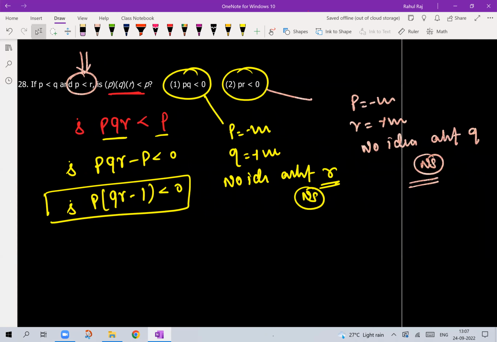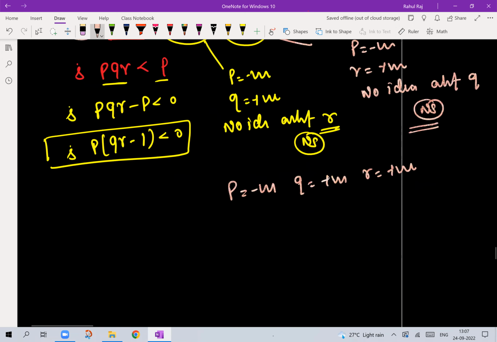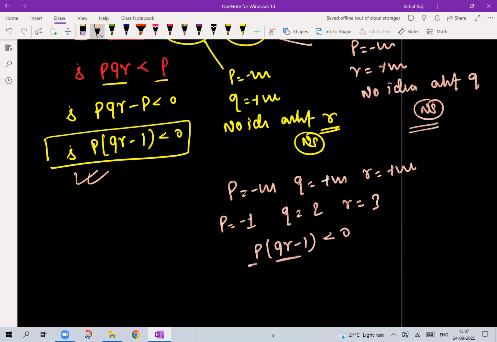Now, if I combine, what do you get? P is negative, Q is positive, and R is positive. Now I know the perfect sign of each and every variable after combination. My job is to prove whether P into QR minus 1 is less than 0. Imagine I take P is equal to -1, Q is equal to 2, R is equal to 3. For these values, I'll surely get P into QR minus 1 less than 0, because P is negative and QR minus 1 is positive: 3 into 2 is 6, 6 minus 1 is 5. So -1 into 5 is for sure less than 0.